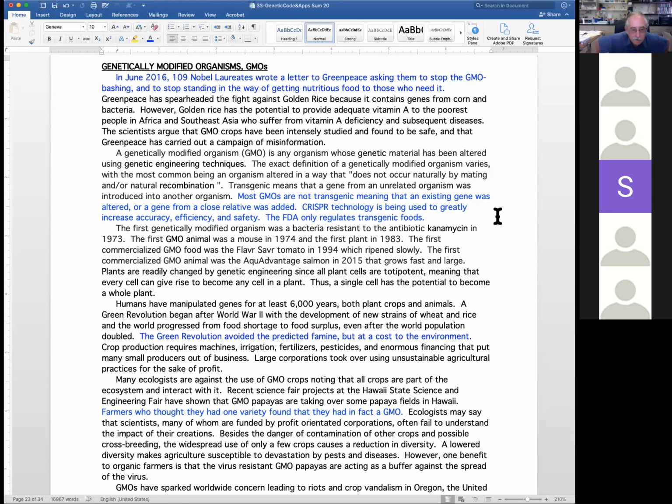And the FDA is only going to regulate transgenic foods. That means you take a gene from, say, a giraffe and put it into a monkey or something like that, trying to get a monkey with a long neck. That would be transgenic, and not even practical anyway.